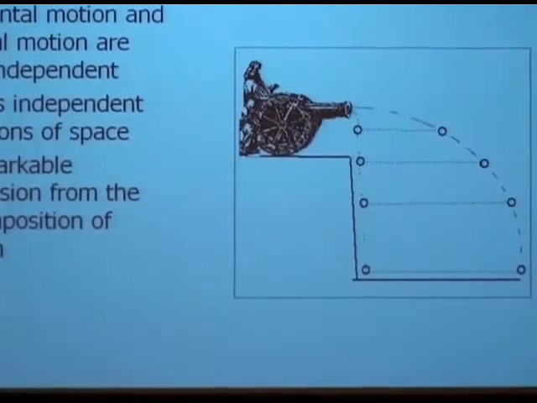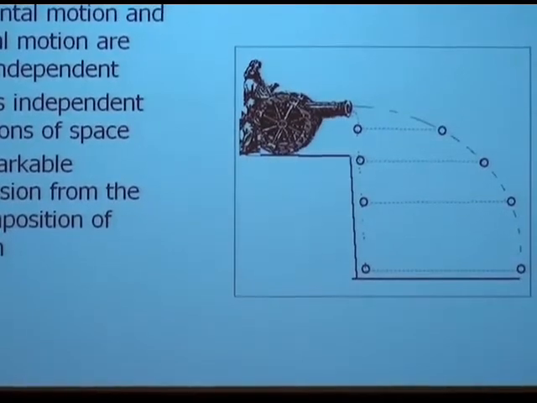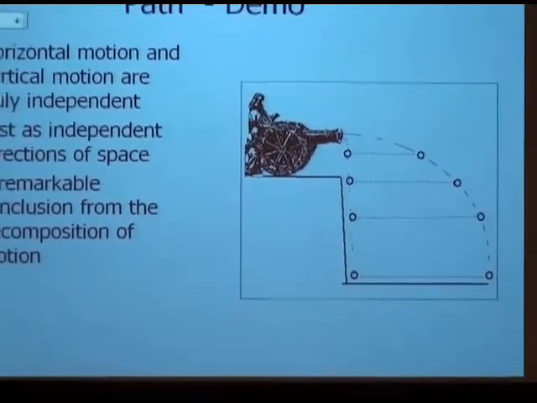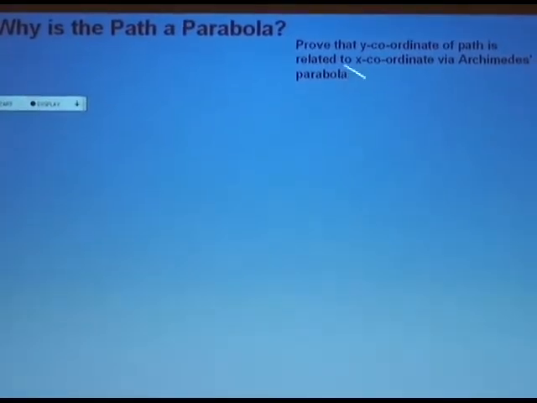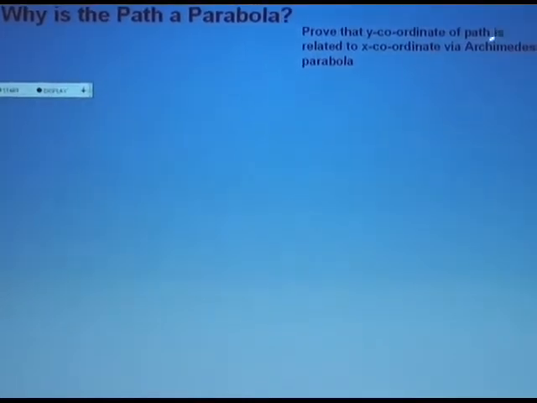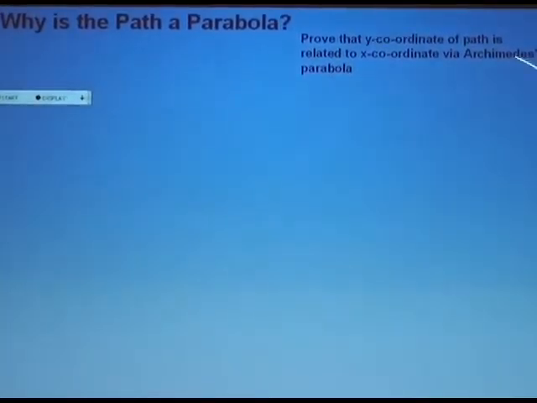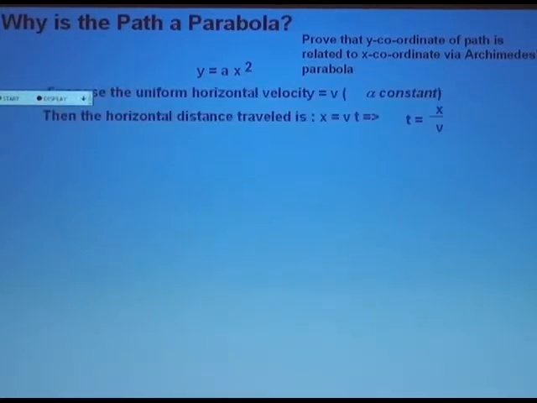So now we're going to combine those two laws, but apply them independently. I'm going to say the vertical motion will take place independently of the horizontal motion. The two don't know what the other guy is doing, and that proves that the path will be a parabola. Again, this derivation is in the appendix. What we're going to do is prove that the y-coordinate of the path is related to the x-coordinate by Archimedes' parabola, y equals ax squared, not by literal measurements with a ruler, but by simple mathematics and application of the laws.